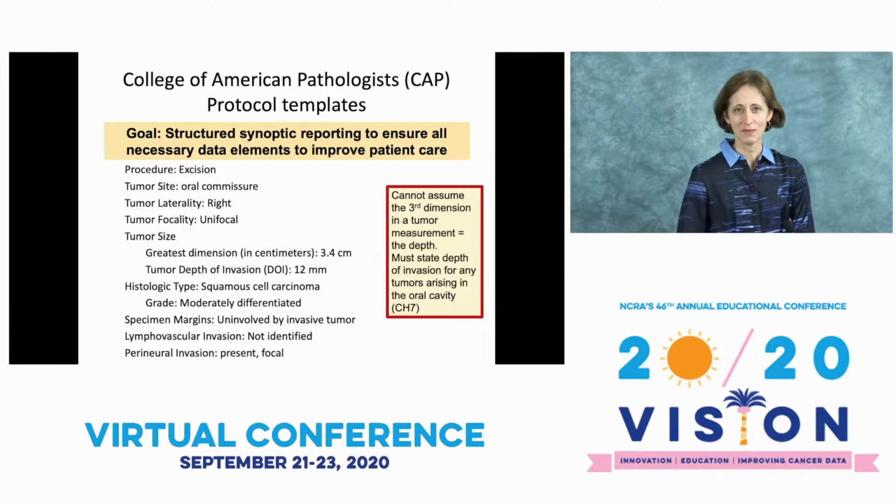The College of American Pathologists, CAP, has protocols for most of the cancers, and this is for the oral cavity in this case. You can see that things are listed: it was an excision, oral commissure on the right, as we discussed. It was only a unifocal tumor, and here we can see that the depth was 12 millimeters. What is important to know is sometimes we list 3 sizes for tumors. If it was just with 3 dimensions, we have to be careful not to assume that the third dimension equals depth, because it could equal the tumor thickness.